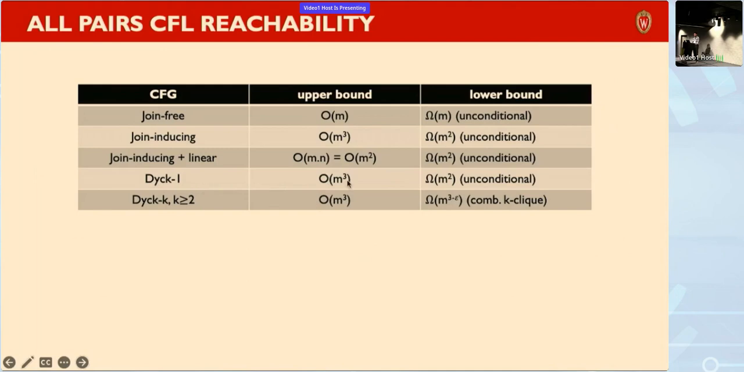So for Dyck-1, we show that the lower bound is m squared and the upper bound is m cubed. So this is still not tight and this remains an open problem. But for Dyck-k, where k is greater than or equal to 2, we have an essentially tight result. The best you can do is m cubed as the upper bound, and we show that you cannot get a subcubic algorithm.